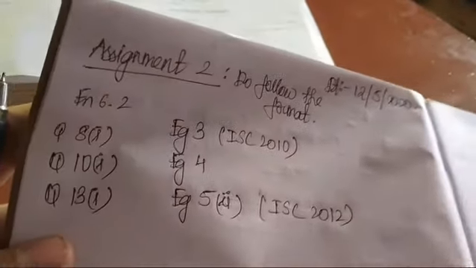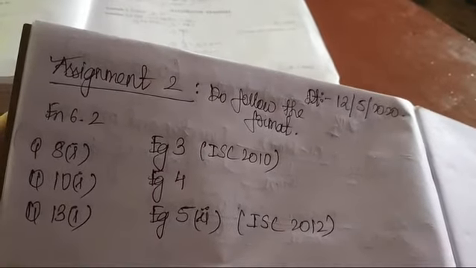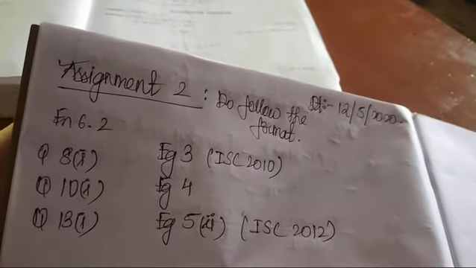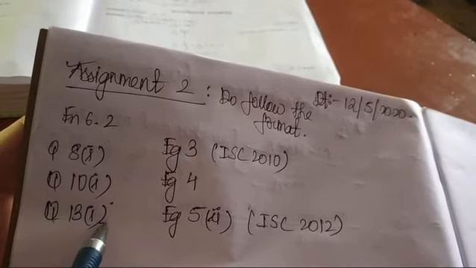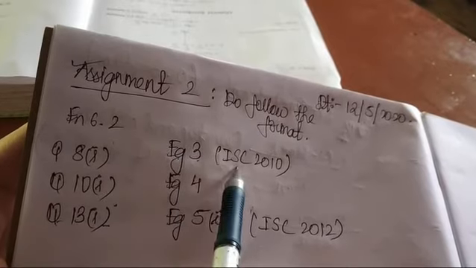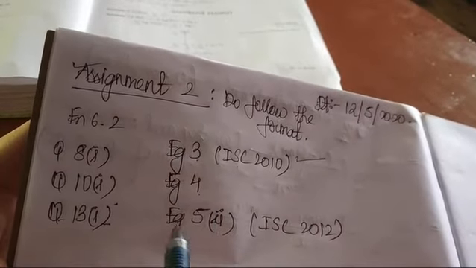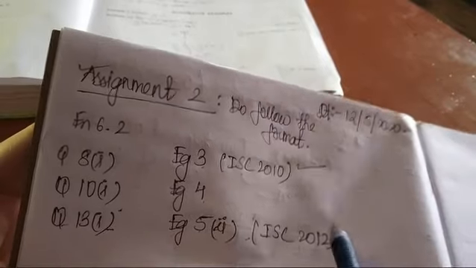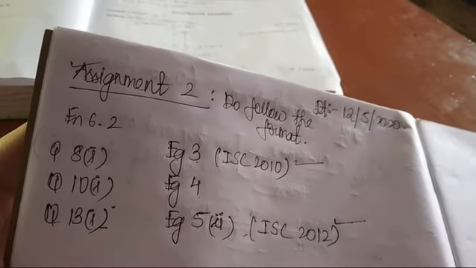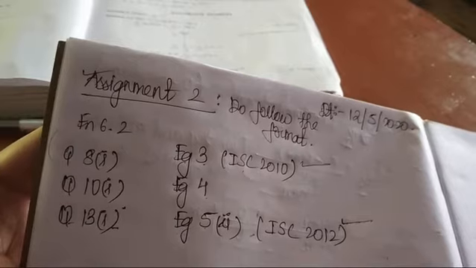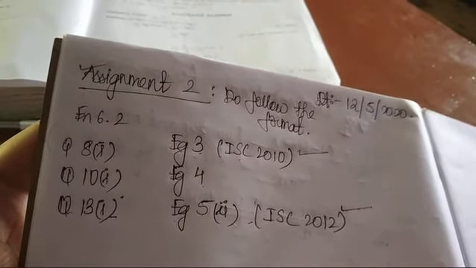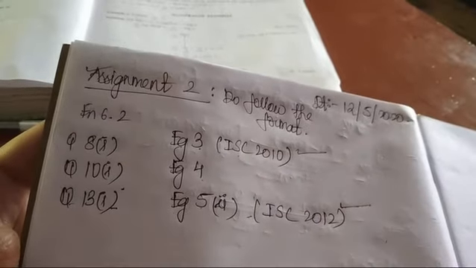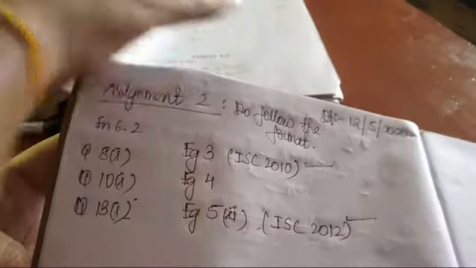Okay, last but not the least, your homework. So this is your assignment number 2. Yesterday's one was assignment number 1. Do follow the format that I've given in the guidelines. Exercise 6.2, question number 8 part 1, number 10 part 1, number 13 part 1. Also do example number 3, ISA 2010, example number 4, example number 5 part 2, which is ISA 2012. So hence this exercise is also very important for your board exams. So do your exercise 6.1 properly as well as 6.2 properly, and tomorrow we're going to start exercise 6.3, which is the final exercise of this chapter.